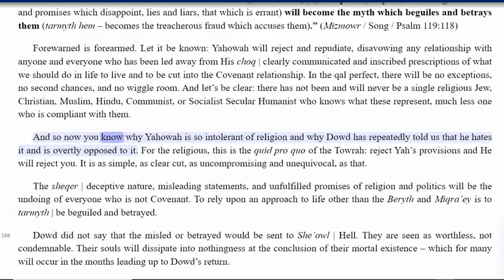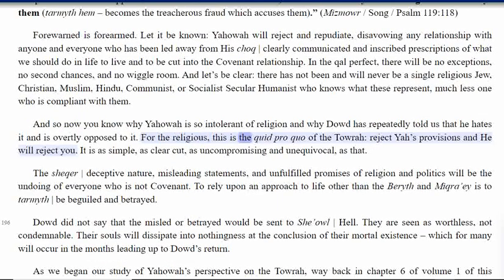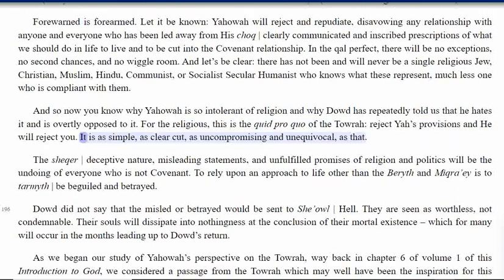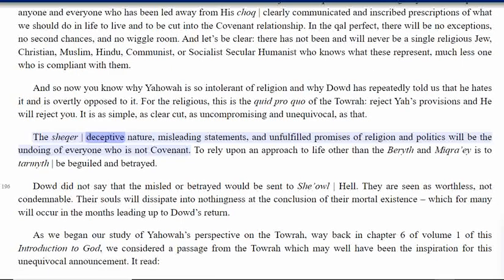And so now you know why Yahowah is so intolerant of religion and why Dowd has repeatedly told us that he hates it and is overtly opposed to it. For the religious, this is the quid pro quo of the Torah: reject Yah's provisions and he will reject you. It is as simple, as clear-cut, as uncompromising and unequivocal, as that. The sheker, deceptive nature, misleading statements, and unfulfilled promises of religion and politics will be the undoing of everyone who is not covenant.